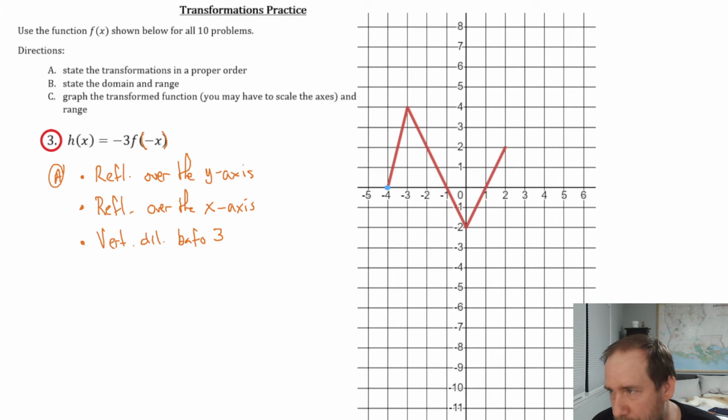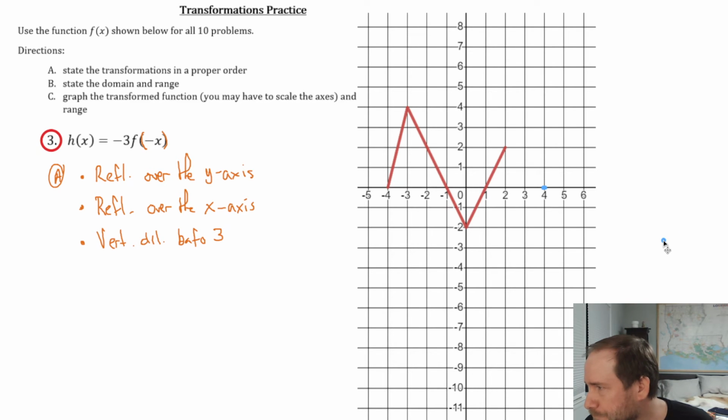Okay, what's happening to this point? Reflect. So it reflects over the y-axis and it goes to positive 4. Reflecting over the x-axis does nothing. And then vertically dilating it by a factor of 3 also does nothing, because 0 times 3 is still just 0. What about this next point? This guy, if I reflect it, it goes from negative 3 to positive 3. It's at 4, so if I reflect it again, it goes down to negative 4. Then the vertical dilation by a factor of 3 takes this point and drags it all the way down to negative 12. But that's it.